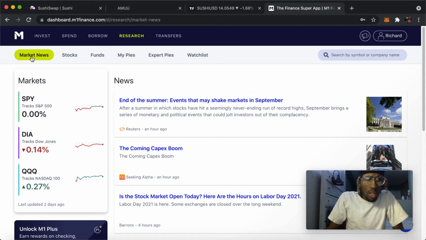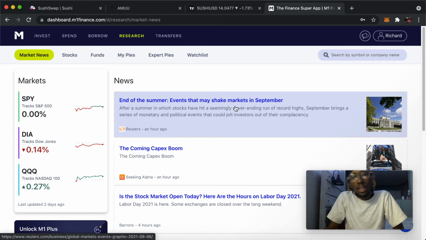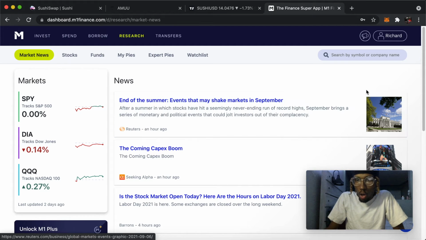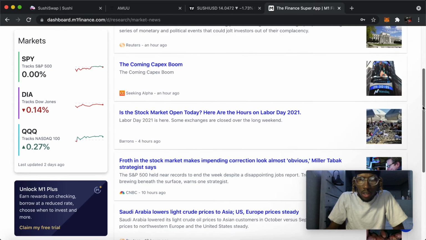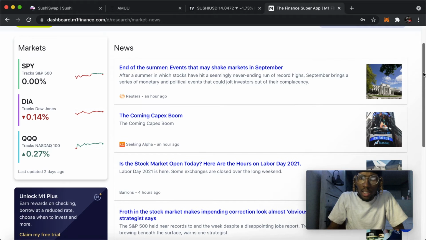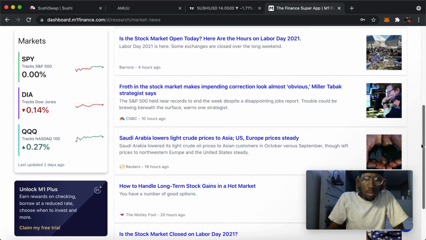So basically what this page is, the research market news page. This is basically a page that shows news stock articles, I would rather say, pulled from different websites. M1 Finance pulls them from different websites, and it has a lot of good stuff on here, so you can see which stock you would like to invest in and you think will bring you a good return. Now over here on the left side is the overall market and how it's doing. It shows SPY, DIA, QQQ, right? And that's pretty much it for this page.